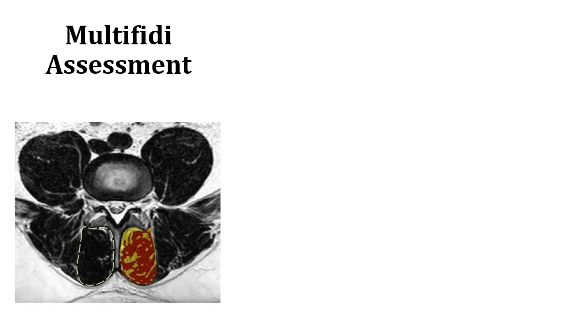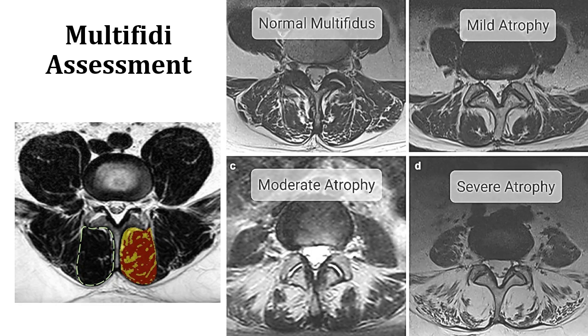This can help you determine the current state of the multifidi. Again, you're looking for two things: the amount of bulk, that is the amount of muscle atrophy or lack thereof, as well as the amount of fatty infiltration. So what does that look like? It's helpful to identify exemplars of what is healthy and unhealthy.